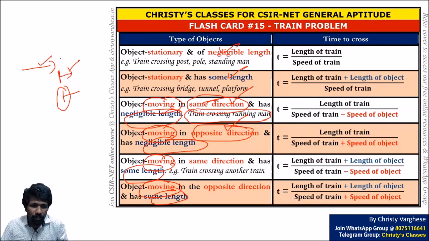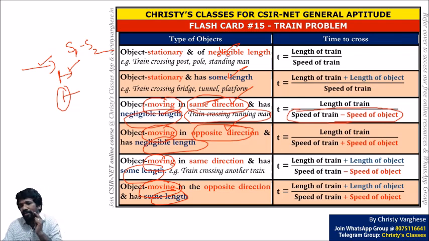So remember this, when it is the same direction, speed should be subtracted, S1 minus S2. This is a common mistake many students make. They think same direction means speed should be added up. No. It's a very simple logic, but don't make a mistake in this. That is why I am emphasizing this simple logic. It is speed of train minus speed of object, not plus.